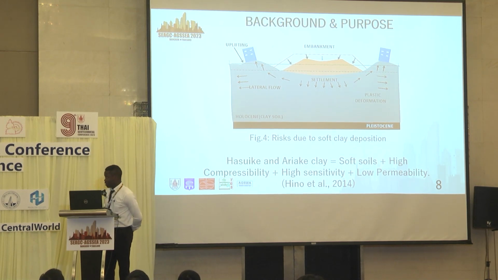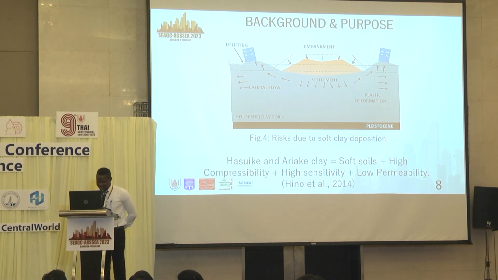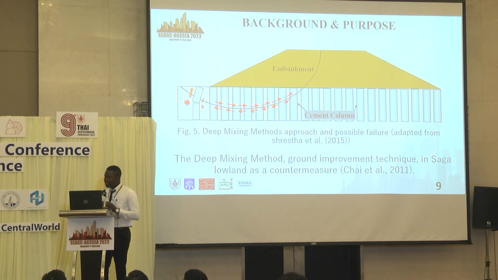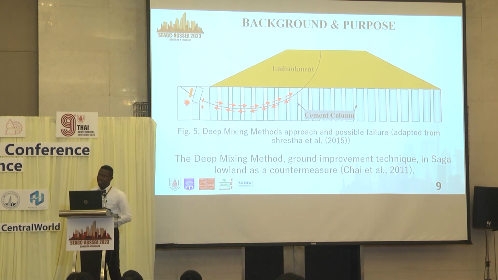So here is basically what happens when we build something on top of the soft clay, because this clay is known as a soft clay with high compressibility, high sensitivity, and very low permeability. So after embankment construction, we observe some settlements, lateral flow, and plastic deformation. So since several years ago, Chai et al. in 2011 established a deep mixing method that really improved the soft clay as a countermeasure. Even though we applied the deep mixing method in Saga lowland, we still observe some embankment failure.